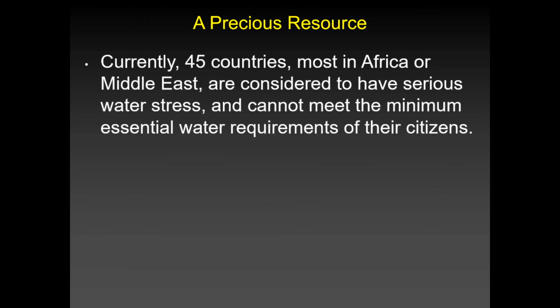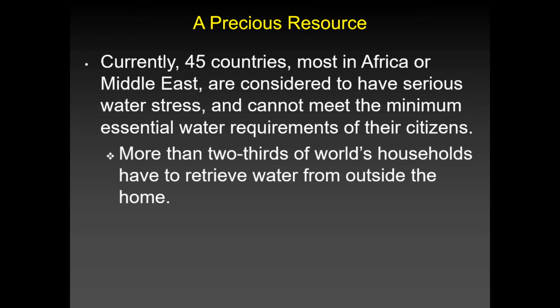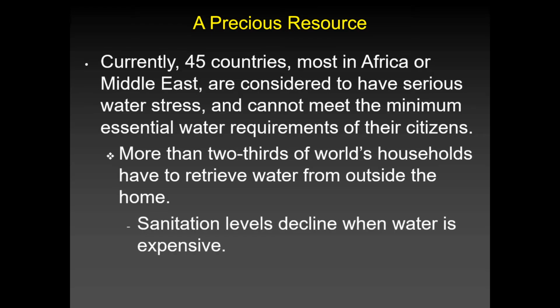Currently, 45 countries, most in Africa or the Middle East, are considered to have serious water stress and cannot meet the minimum essential water requirements for their citizens. More than two-thirds of the world's households have to retrieve water from outside of the home. That means that they do not have a centralized plumbing system in their house. And then, of course, sanitation levels decline when water is expensive.